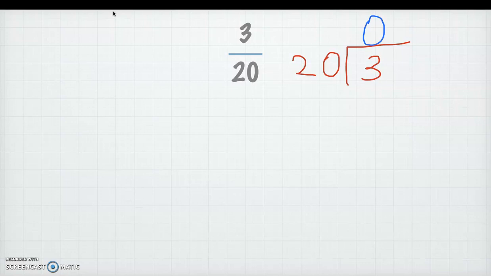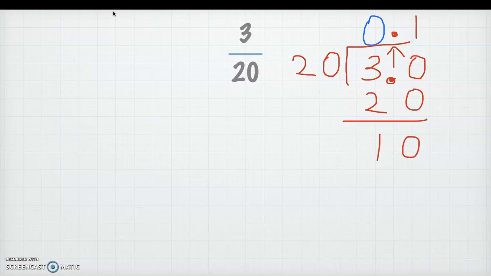And my next step is going to be adding my decimal point. Remember, there is an imaginary decimal point. So I'm going to add that decimal point, bring it up to my quotient. And after that, I am going to annex a 0. Now, how many times can 20 go into 30? That'll be once. So 1 times 20 equals 20. 30 minus 20 equals 10.